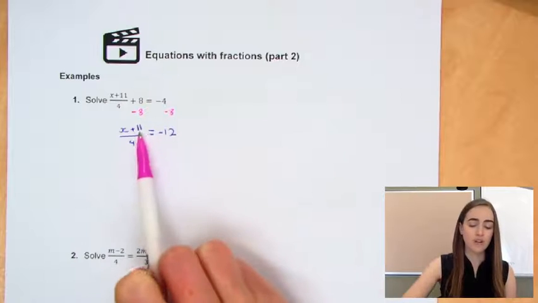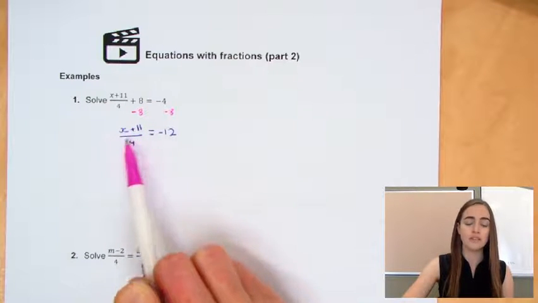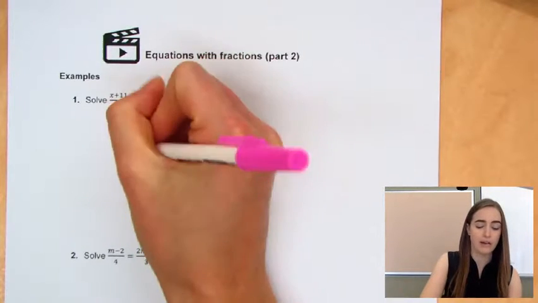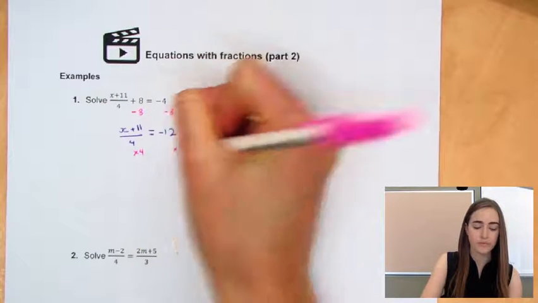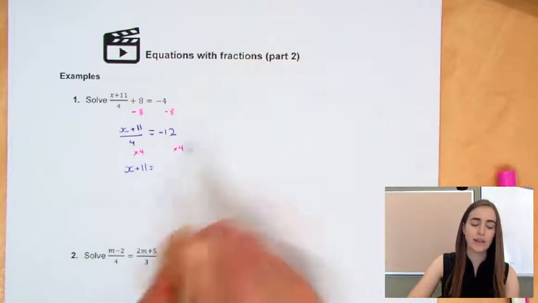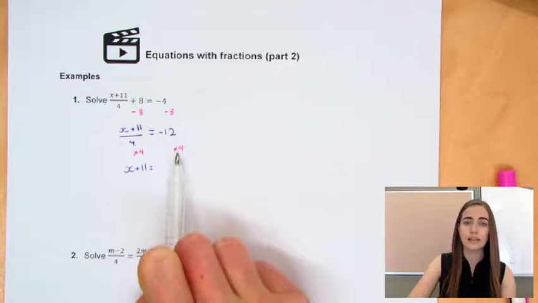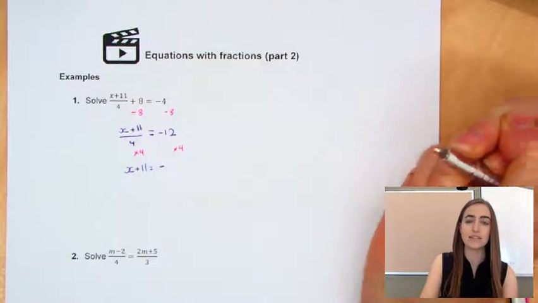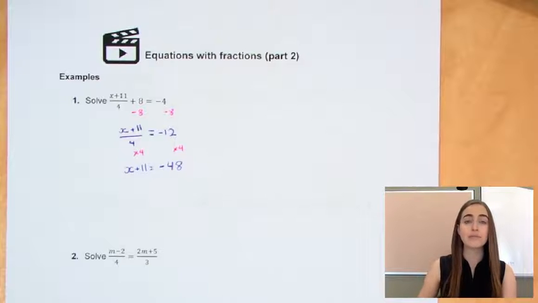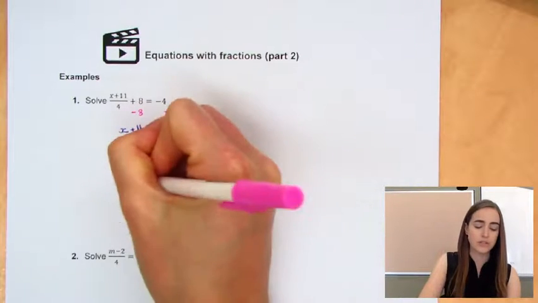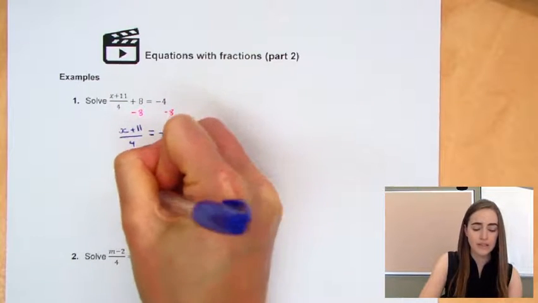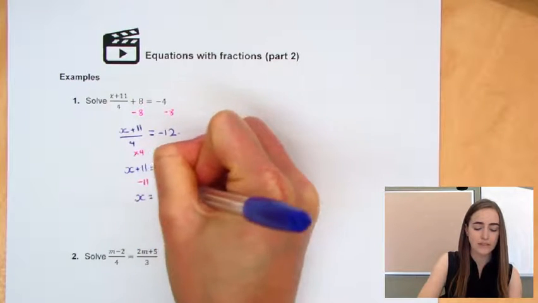So now we've got this whole x plus 11, that whole thing is divided by 4. So to get that out of the fraction, I'm going to multiply both sides by 4. So that's going to leave us with x plus 11 on that left-hand side. Now minus 12 times 4, because it's a negative times a positive, it's going to give us a negative answer. And 12 times 4 is 48. And then we've just got that one last step of getting rid of that plus 11. And we're going to do that by minusing 11 from both sides of that equation. So we'll end up with x equals minus 59.